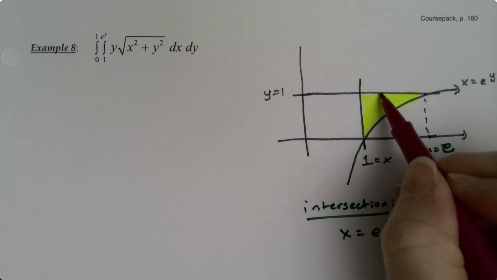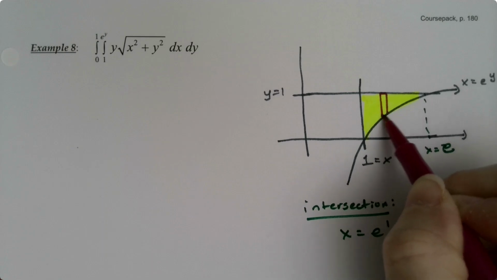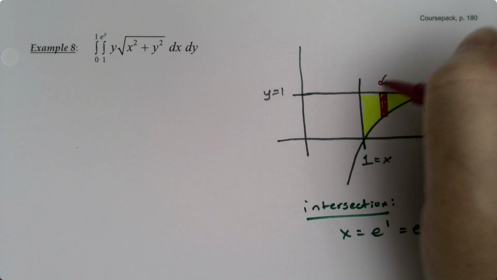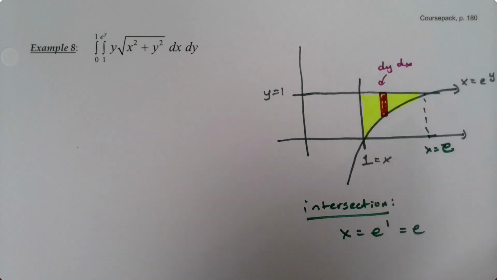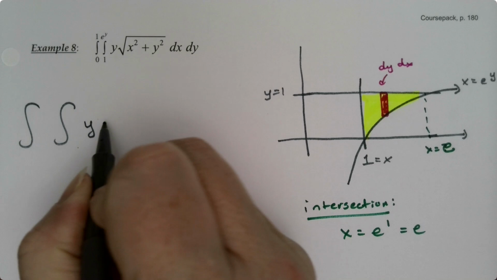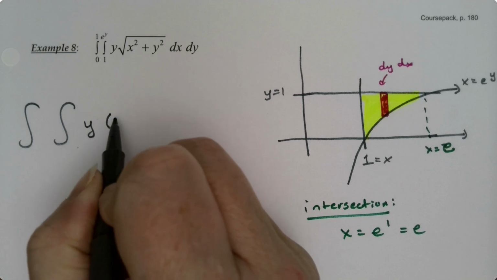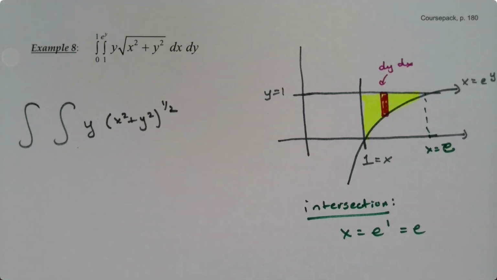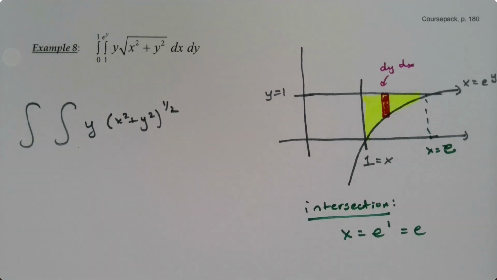dy dx would be a vertical rather than a horizontal, right? So we're going to go dy dx like that. Okay, so let's write our limits of integration. We know that the integrand hasn't changed. It's going to be x squared plus y squared to the 1/2 power, but we're going to do dy dx.